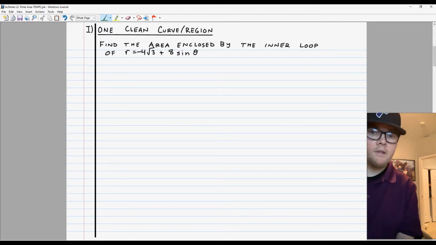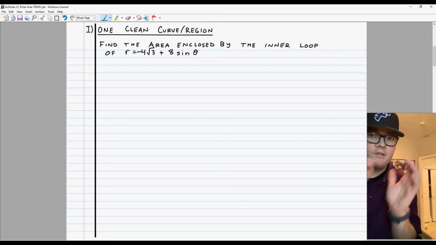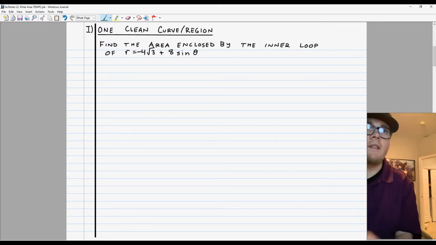Basically, as I think about what shape this is, I'm expecting that this won't be a rose curve because we've got that extra something. Rose curves are always just something sine of n theta or cosine of n theta. It's not going to be a circle because those don't have that extra addition either. It's not a cardioid because then those two numbers would be the same. 8 and negative 4 root 3 are not the same number. So I'm guessing this is probably a limaçon.